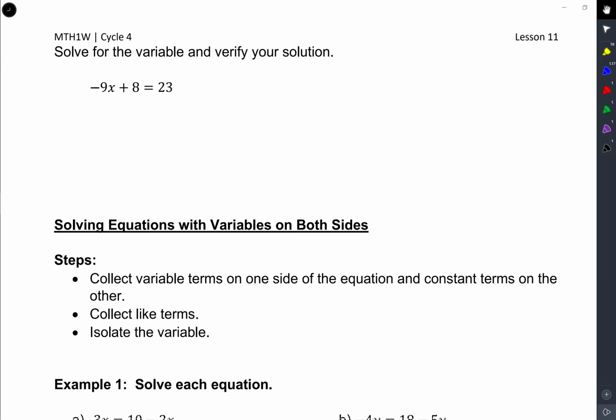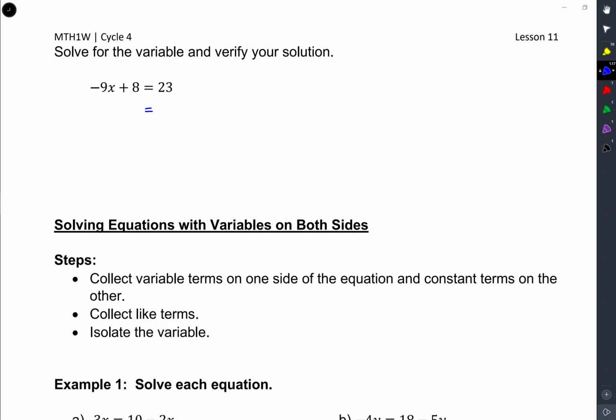So first up, we have this equation we are going to solve for x. We want to check our solution when we're done. It looks like -9 times x plus 8 equals 23. So when I solve, I want to work down the page. I want to keep my equal signs in a column as I work down the page, and I want to try my best to maybe anticipate where some of these terms can go.